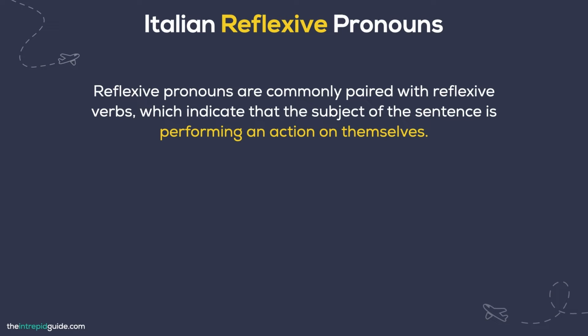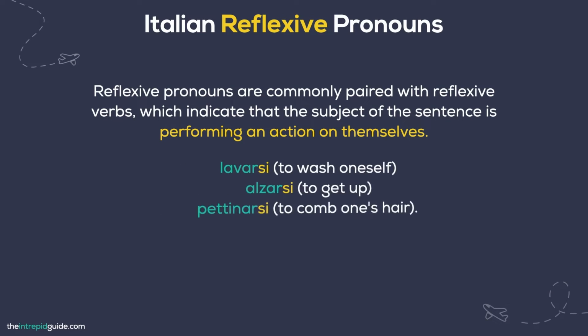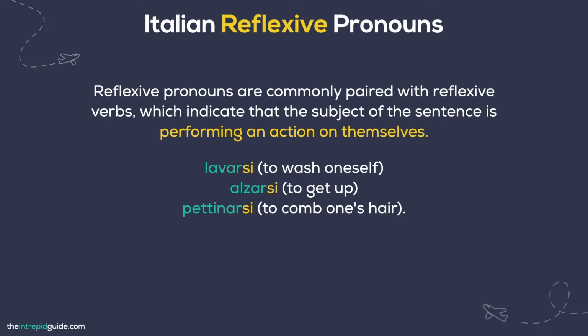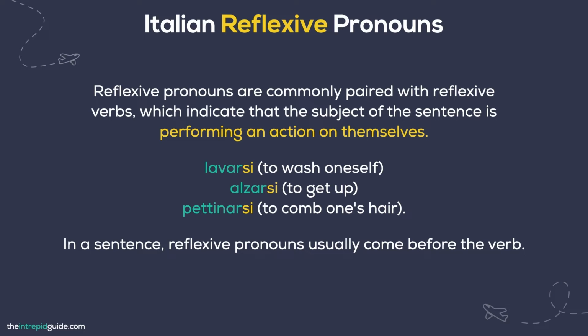Reflexive pronouns are commonly paired with reflexive verbs, which indicate that the subject of the sentence is performing an action on themselves. Examples of such verbs include lavarsi, to wash oneself, alzarsi, to get up, pettinarsi, to comb one's hair. In a sentence, reflexive pronouns usually come before the verb. Take a look at these examples.